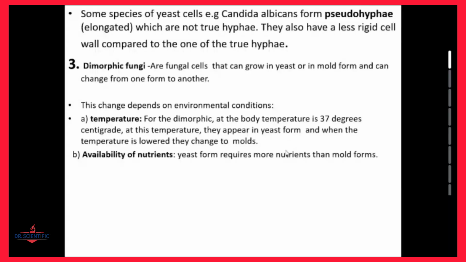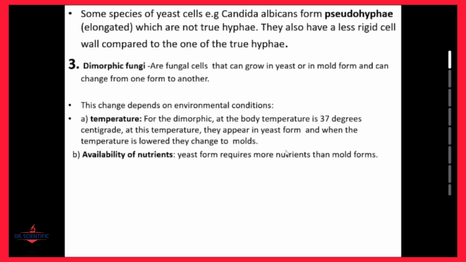For dimorphic fungi, at body temperature, like if it's infecting you at 37 degrees centigrade, they appear in yeast form. So mostly these dimorphic fungi, when they're affecting mankind at that temperature, you will diagnose them in yeast form. But when the temperature is lowered, they change into mold form. So most likely if the temperature is below 20 to 25, you will find them in mold form and most likely not in the human body.